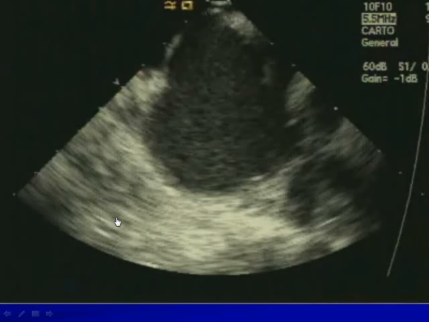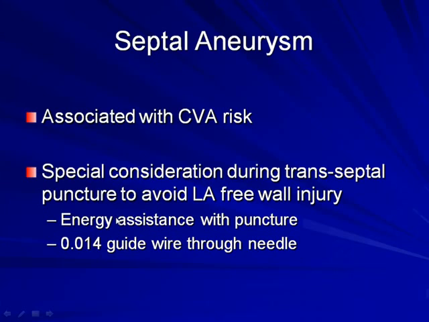And so if you have a sharp needle and you go across, you'll very easily, frankly, miss the chamber of the left atrium and injure whatever structure it's touching on the contralateral side. Septal aneurysms have been associated with cardiovascular accident risk, not so much perioperatively, but historically. And you really do have to be aware of and take some special precautions to avoid injury to the left atrial free wall when you go transseptal with this.